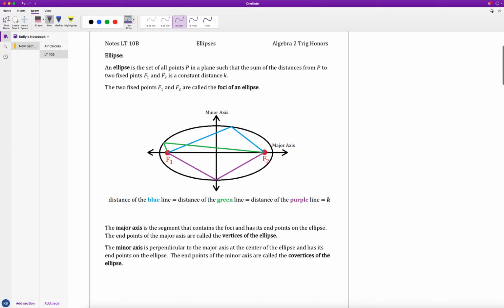versus in an ellipse, where the foci have been pulled further apart from the center. So I do still have a center at 0, 0. The foci have just been pulled apart, which is causing this graph to stretch out.